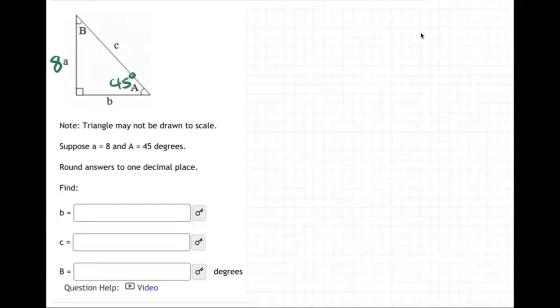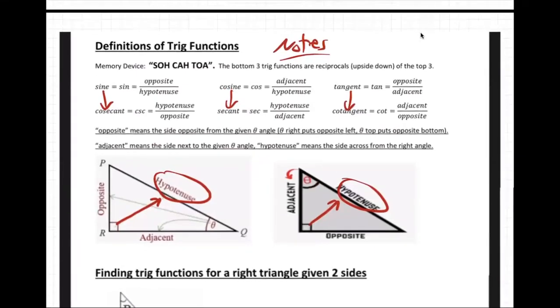Well, let's see. We're going to need to remember the trig functions. So here's the notes. Let me show you from the notes. This is from the notebook I provided. It tells us that the memory device SOHCAHTOA is how people say it. To help you remember, sine is opposite over hypotenuse, cosine is adjacent over hypotenuse, A over H. Tangent, O over A, opposite over adjacent.